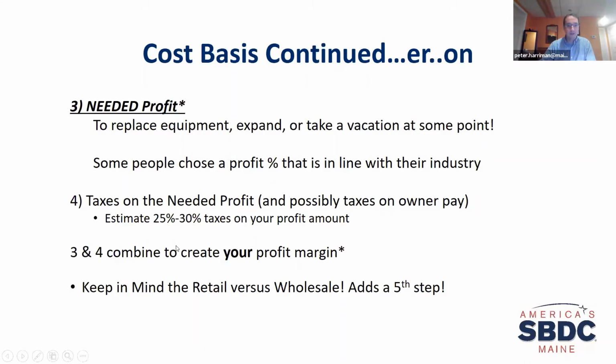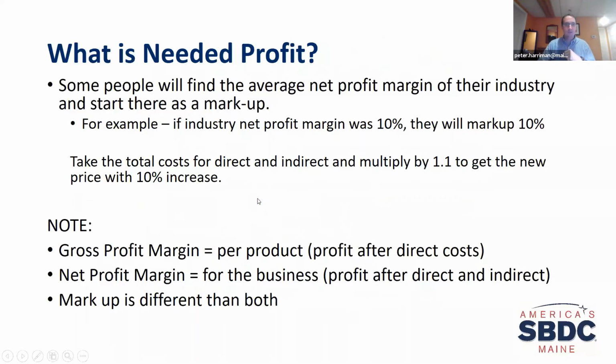So put that into your pricing, because 3 and 4 combine to make your profit margin, right? The retail versus wholesale adds a 5th step for some of you. I went into needed profit, just to beat a dead horse. Some people find the average net profit margin of the industry and start there as a markup, right? So if its margin was 10%, they'll mark up 10%. That would be just multiplying by 1.1, right?